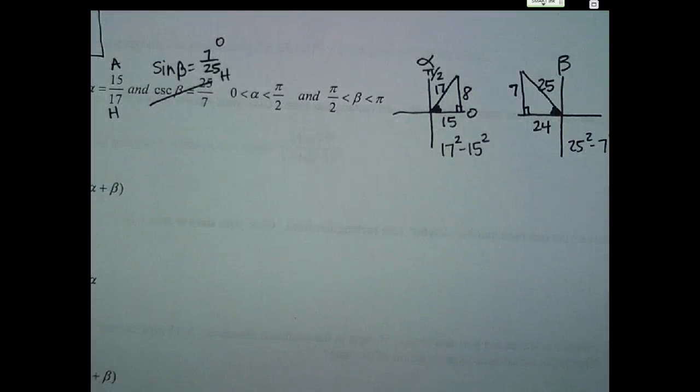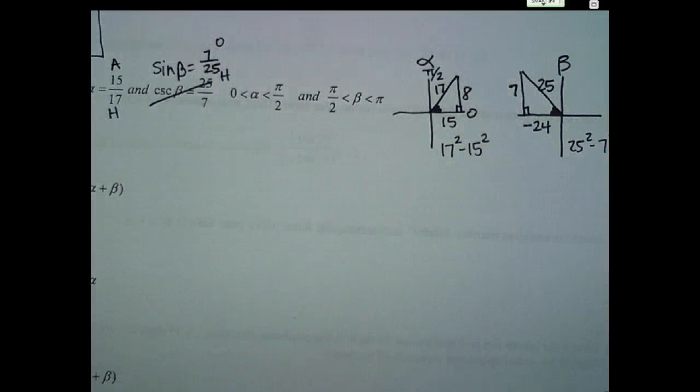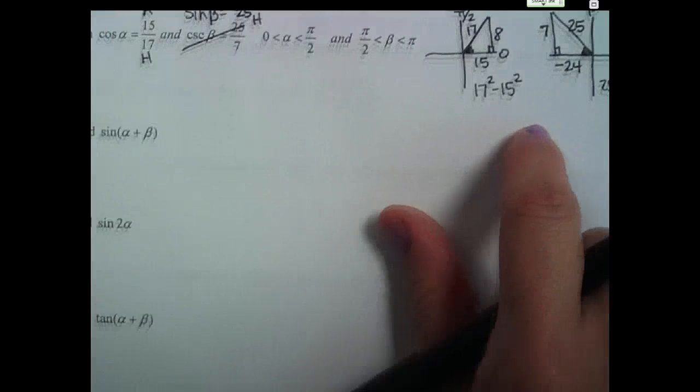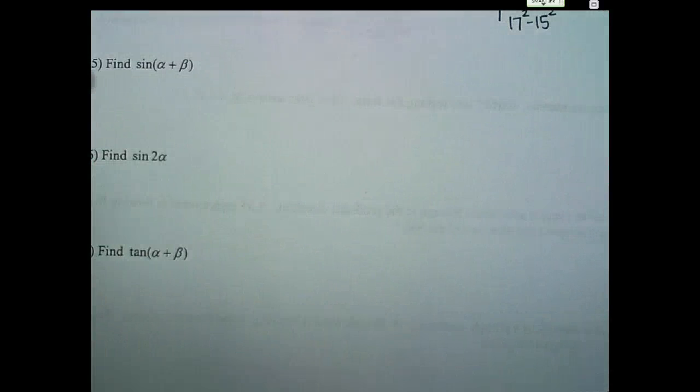Okay? So for example here, this is negative because I went left. If you're in any quadrant other than 1, you're going to have a negative value. Okay? So knowing that we have all the triangle filled out, let's try number 5. Okay, let's try number 5.